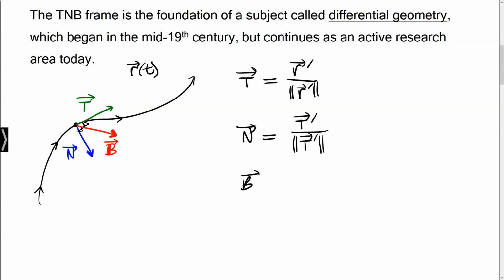And then the binormal is T crossed with N. Okay, so we can take these as definitions. Now, having said that, if you really wanted to study these TNB frames and actually calculate them for specific curves, there's a bunch of alternate formulas or alternate computations you want to go through.